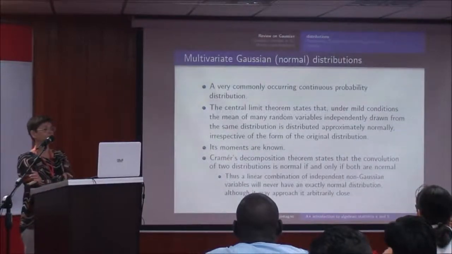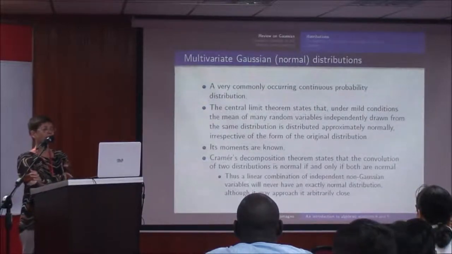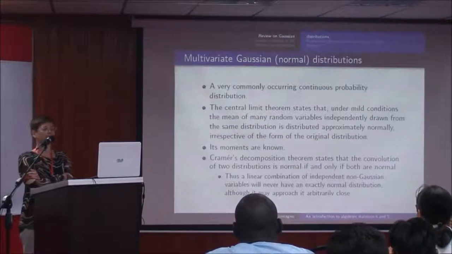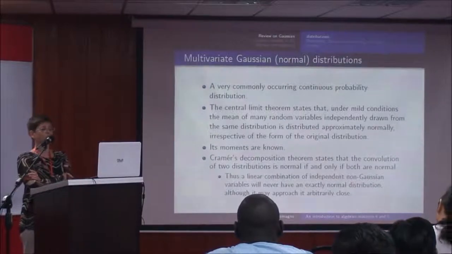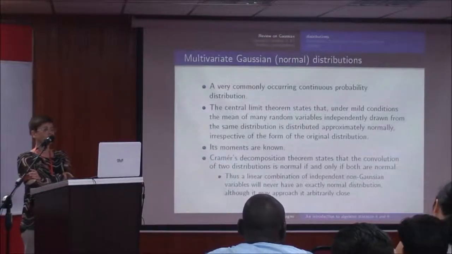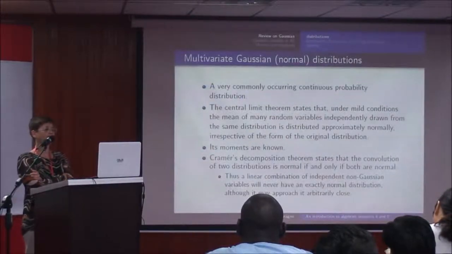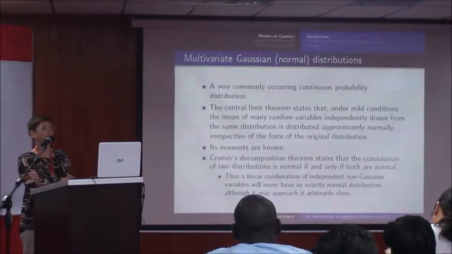Well, most likely because of the central limit theorem and a bunch of other limit theorems coming with it, that under usually very mild conditions that can be verified on practical data, the mean of independent random variables drawn from independent copies of the same distribution are approximately distributed as a normal. And this is irrespective of the form of the original distribution. Then another important thing is that the moments of a multivariate Gaussian are known.